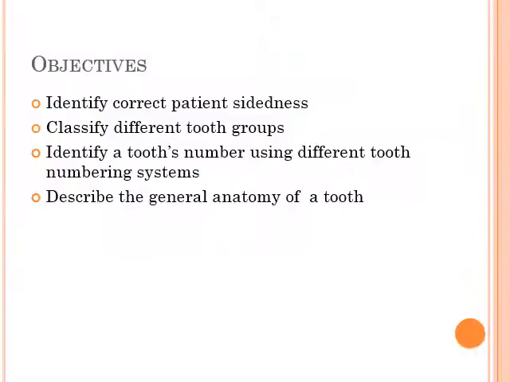For part one of this introduction to the oral cavity lecture, I will begin with a discussion of how to view and describe a patient's left or right side from a dental perspective. We will also have an overview of classifying the different tooth groups before going into the teeth numbering systems. And then lastly, I will briefly describe the general anatomy of a tooth. Please understand that while the lecture highlights important points from the textbook, you are still expected to read the textbook and will be tested on the contents therein.